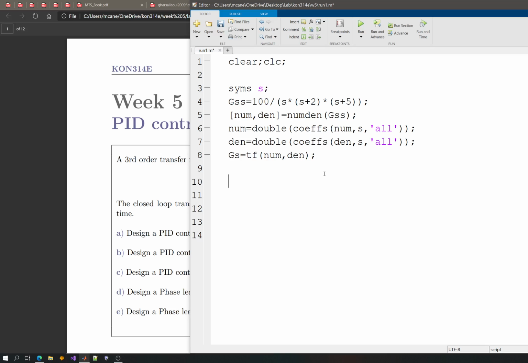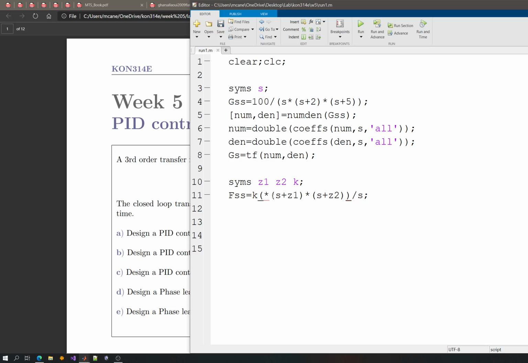Now, I want to design a PID controller. What should I do? Well, basically there are two approaches here. One would be defining poles and zeros, or basically gain and zeros, because the pole is at the origin. And I will define my controller as k times (s plus z1) times (s plus z2). Now this is the first approach.